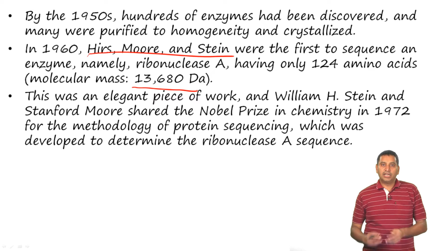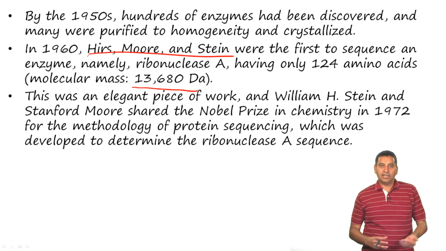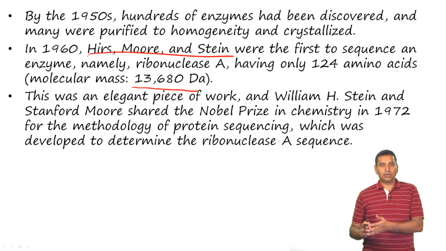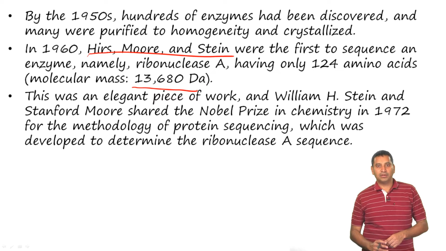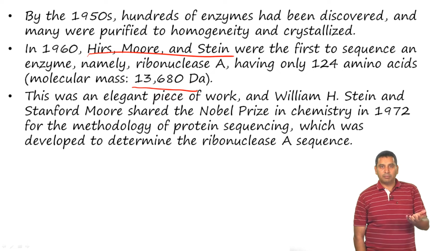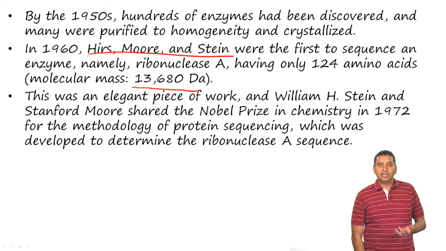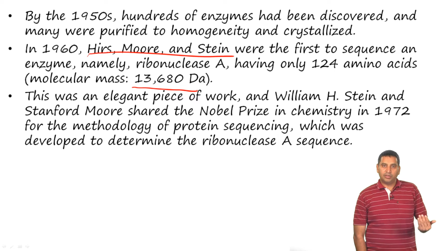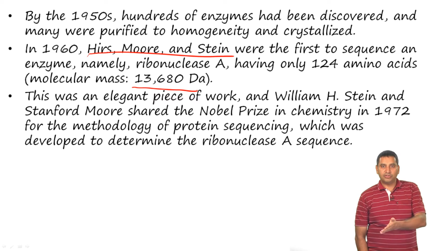And this is a really elegant piece of work, and Stein and Moore shared a Nobel Prize in 1972 for discovering the methodology of protein sequencing. And so, therefore, by the 1950s and 60s, people had not only isolated a protein, but also were able to sequence it and identify what the sequence was.